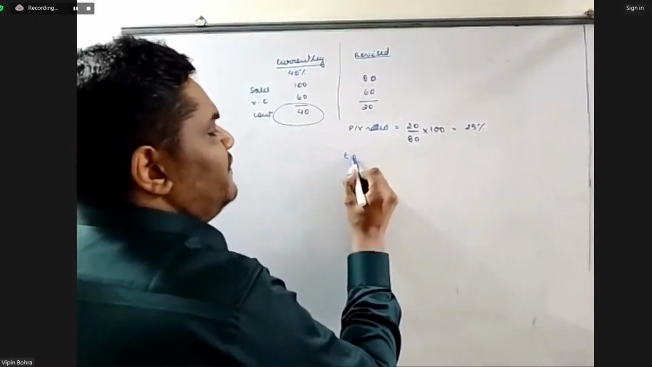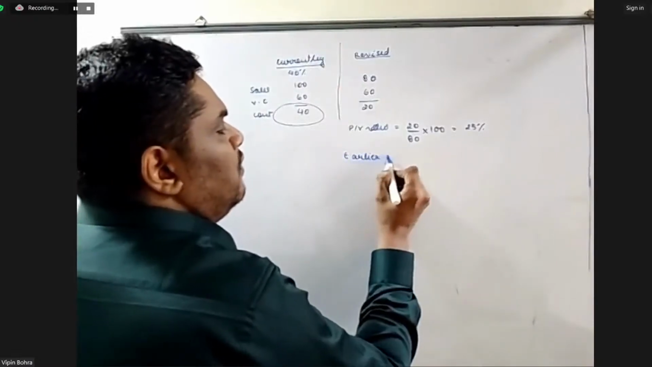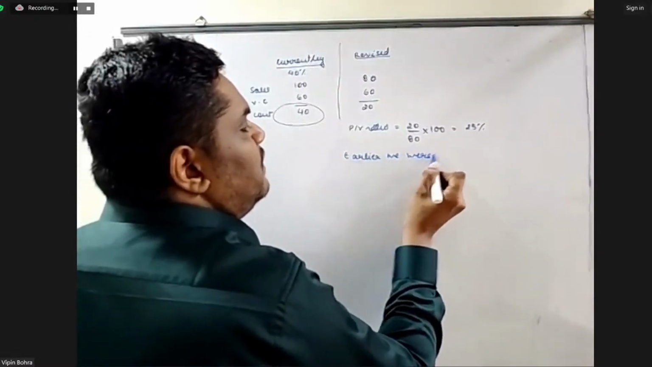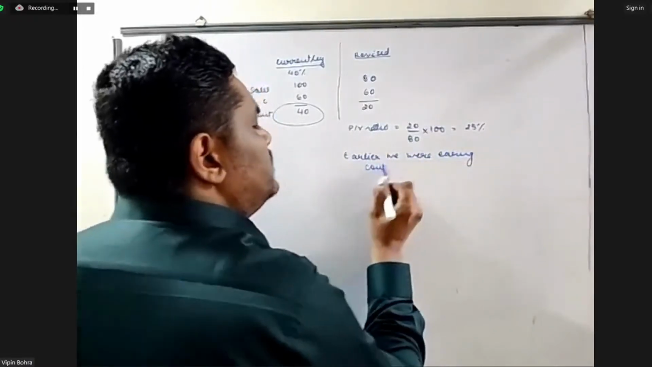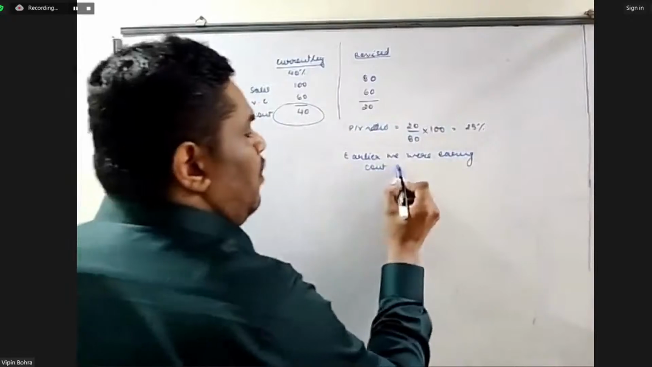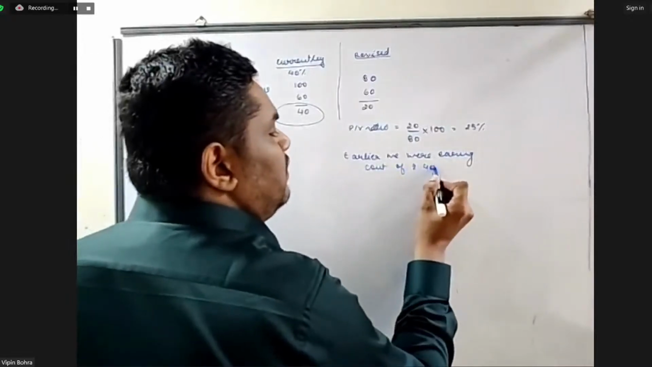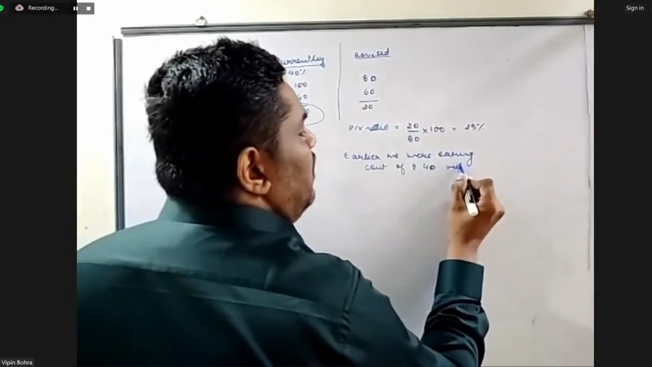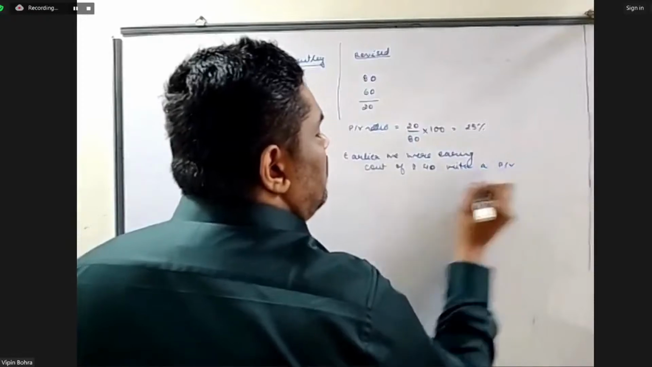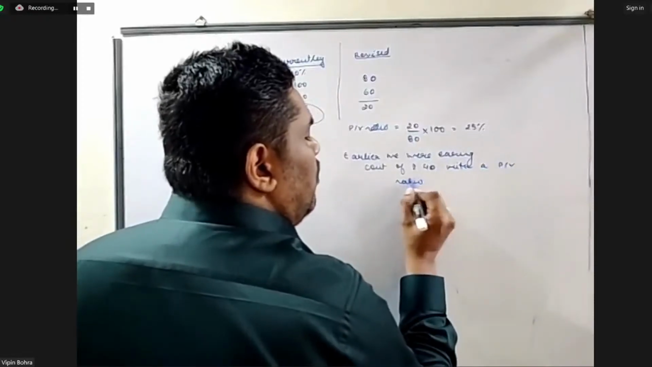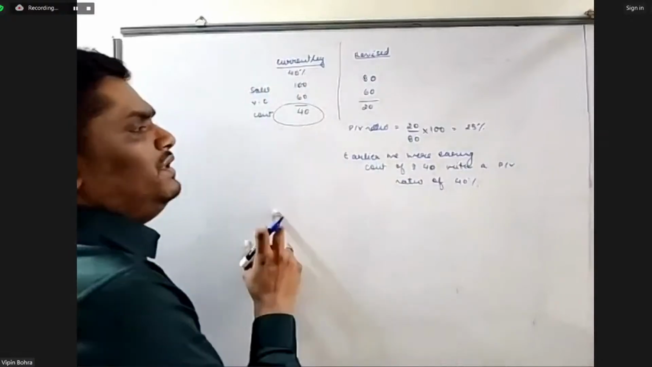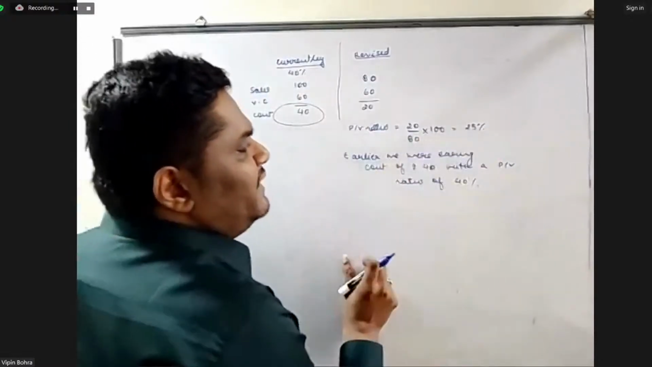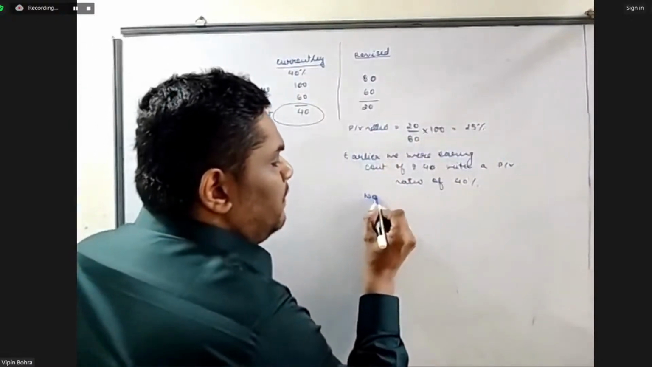I'll write it for your reference. Earlier we were earning contribution of rupees 40 with a PV ratio of 40%. Now we want to earn the same amount of profit with a PV ratio of 25%.